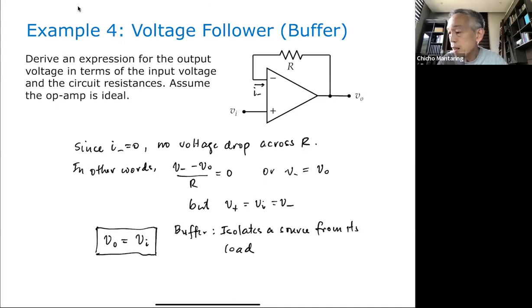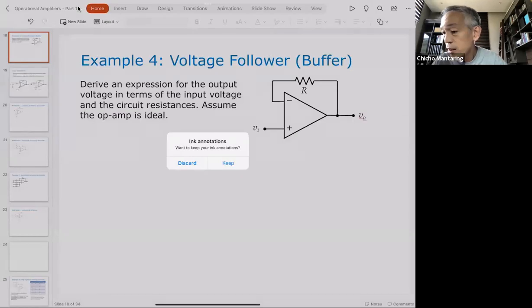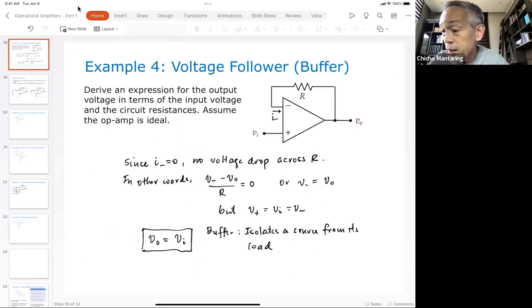Let me give you an example. No? I don't have space to do that. Let me create a new slide.